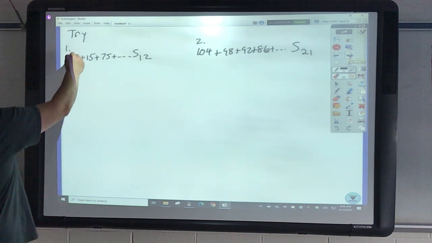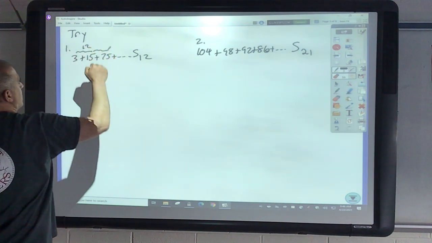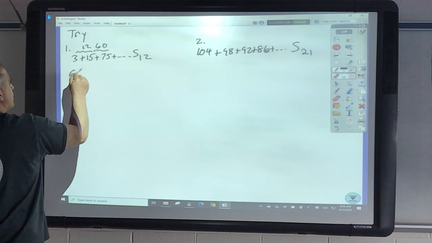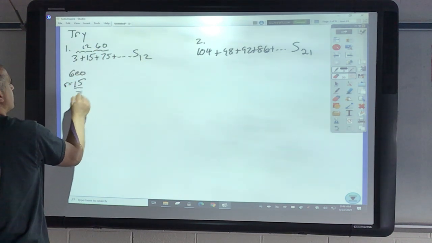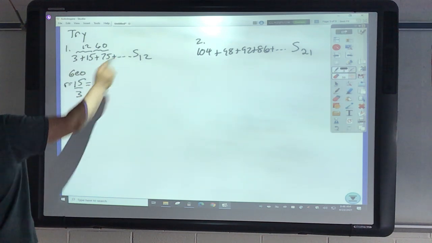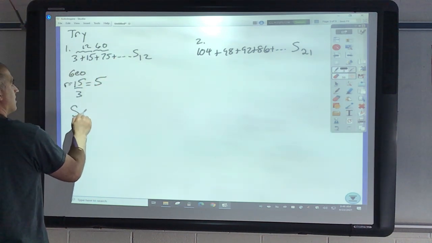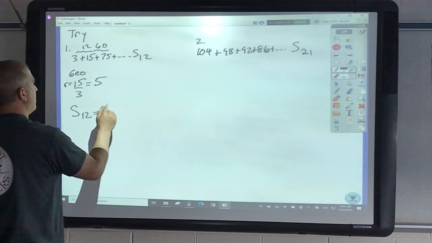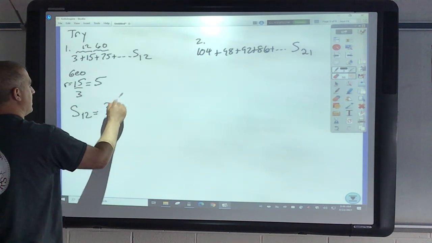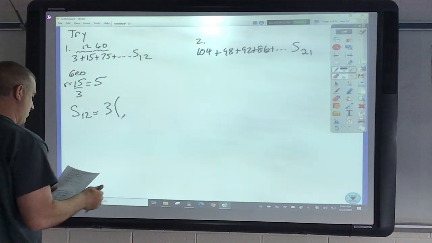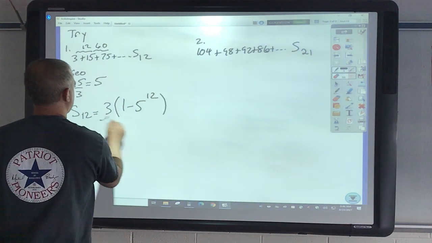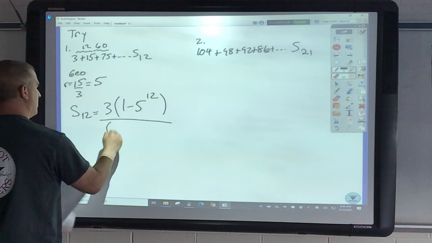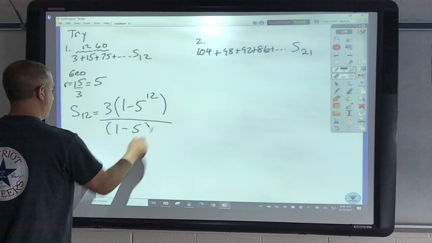Okay, this one, difference is 12, difference is 60. So this is clearly a geo. So R would be 15 divided by 3, which would be 5. That's a multiplication of 5 for the pattern. Okay, I'm finding the sum of 12. So I got 3 times 1 minus 5 to the 12th power, all over 1 minus 5.